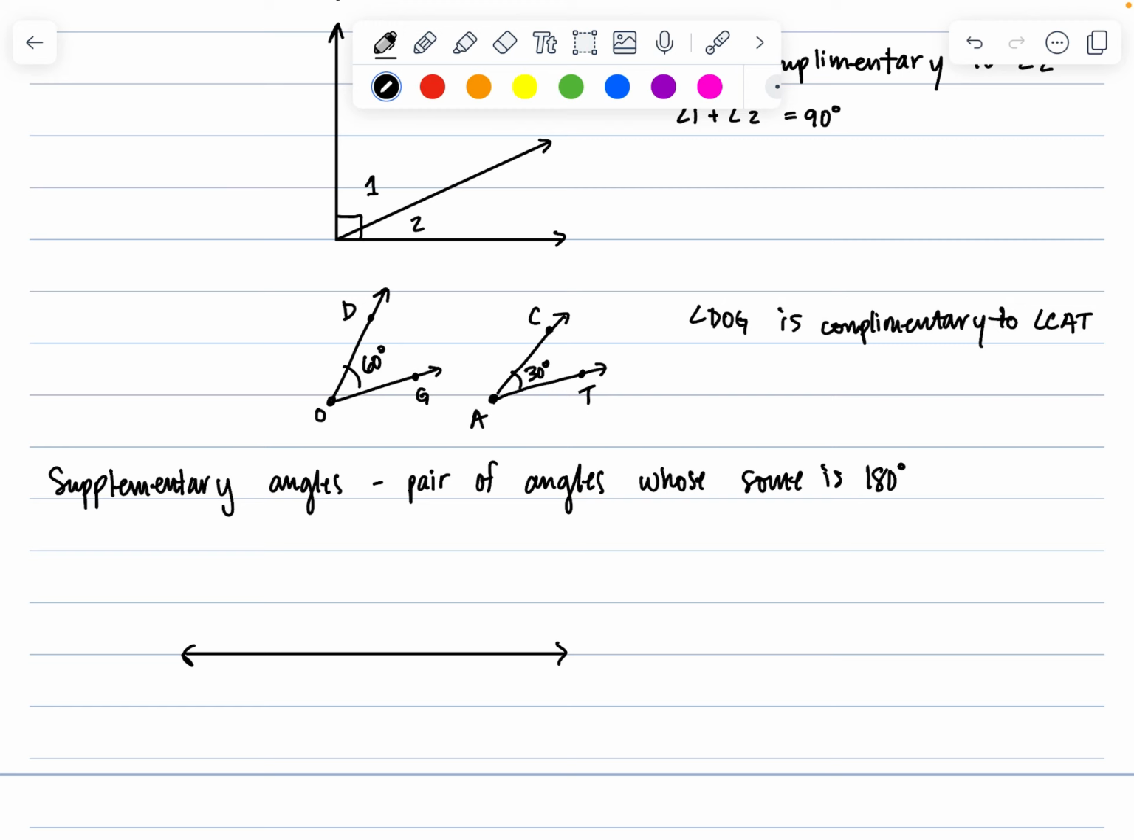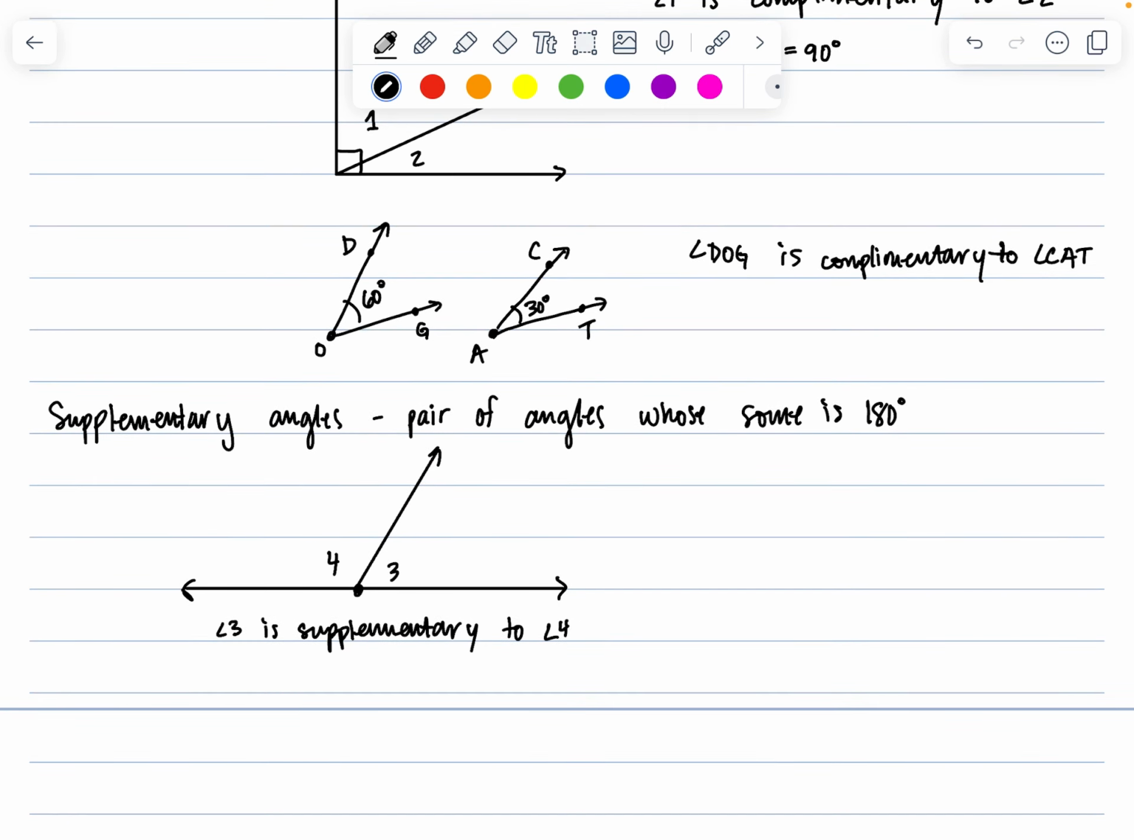Anytime you see a straight line, you could assume it's 180 degrees. I'm going to draw a ray at some random vertex. I'm going to call this angle 3. I call this one, the bigger one, angle 4. And you could say angle 3 is supplementary, and over time I'm probably going to shorthand supplementary to SUPP, to angle 4. And you could actually switch these numbers around too. Angle 4 is supplementary to angle 3.